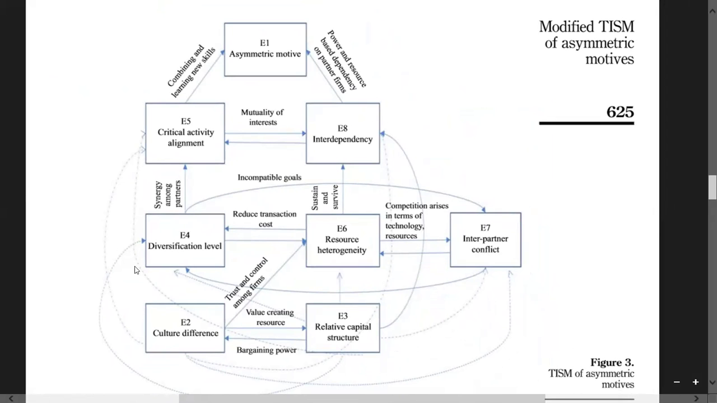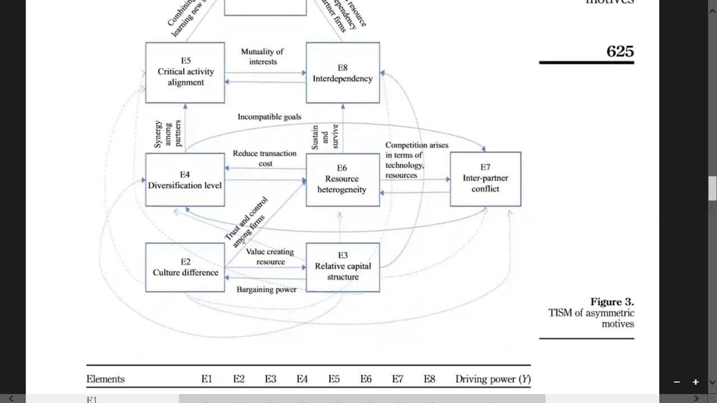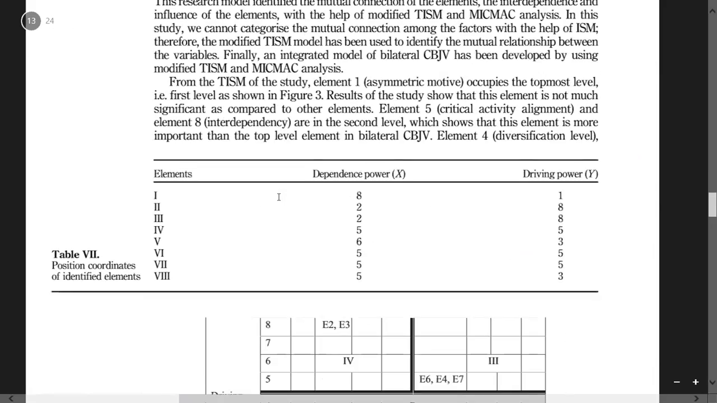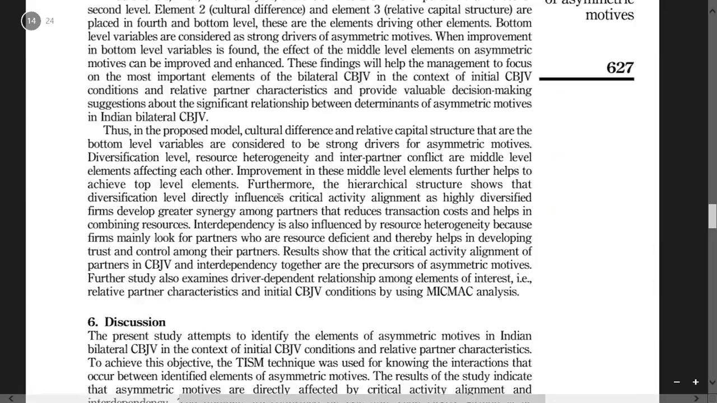And the second difference: can you see some dotted lines also? From here, the dotted lines are going. Wherever that transitive effect is there, that will be part of TISM. So two are the basic differences. Otherwise, it's almost the same. It's exactly the same. So this is the conclusion and the MICMAC.